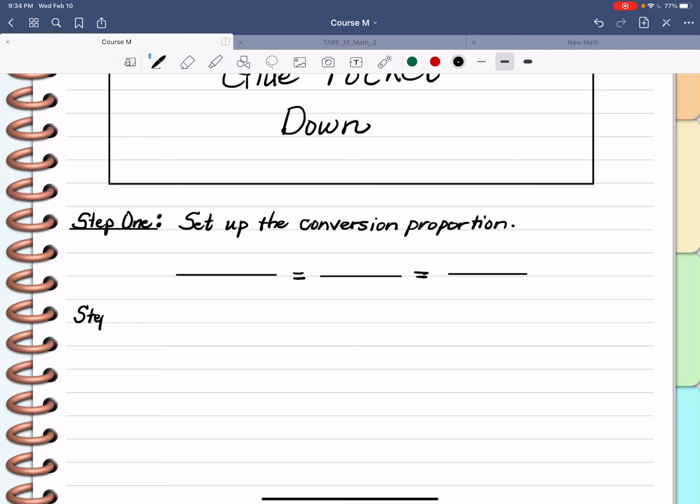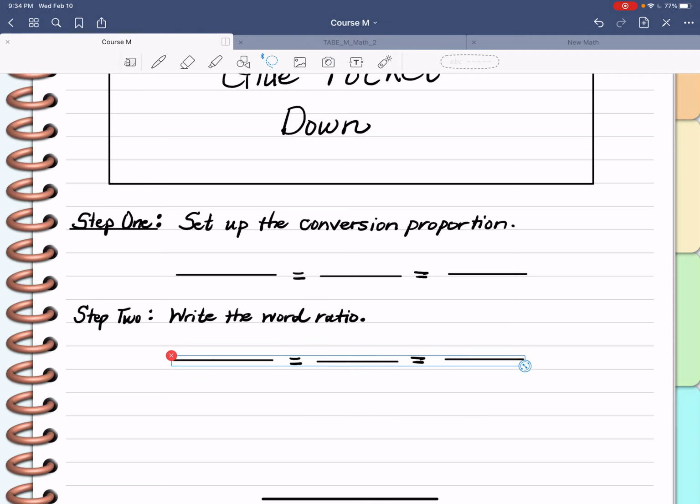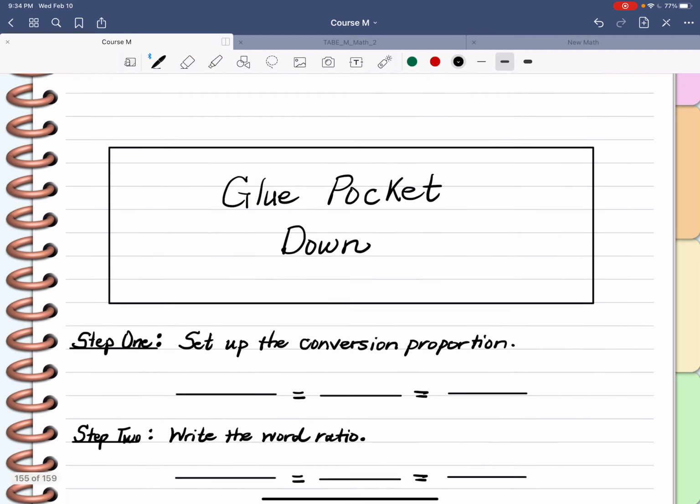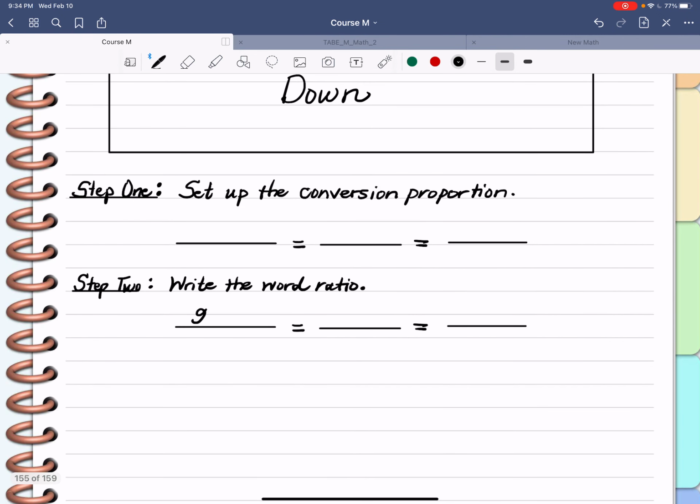Step 2 is to write the word ratio. Okay, so we have this part, and we're going to supply the words. So you go back to your example problem that you're trying to solve. And in this one, we are dealing with grams and kilograms. So those are the 2 words that are going to go in this word ratio. Gram and kilogram.